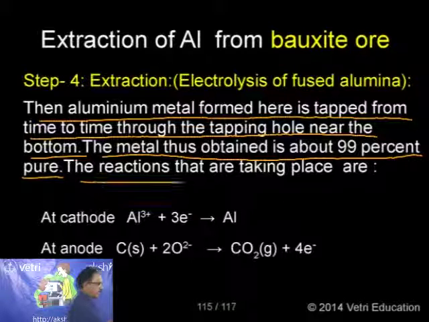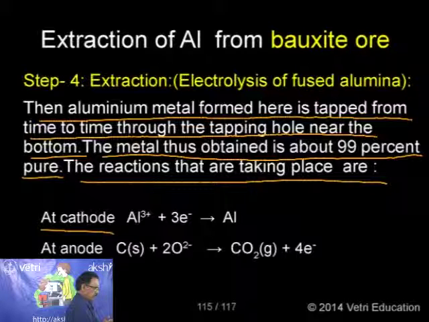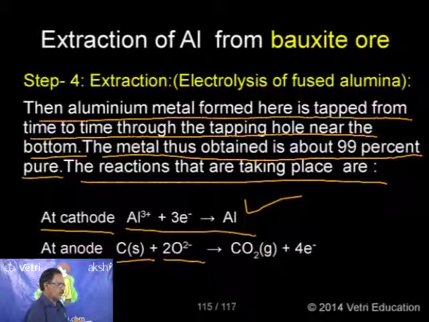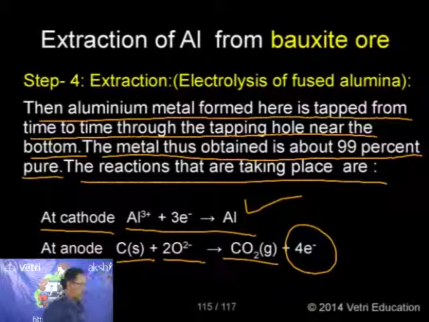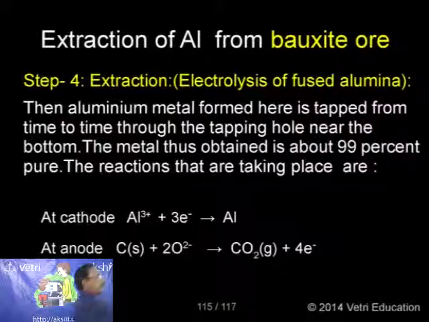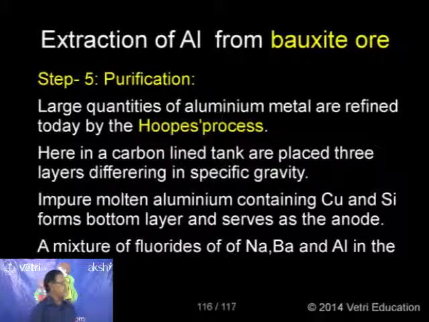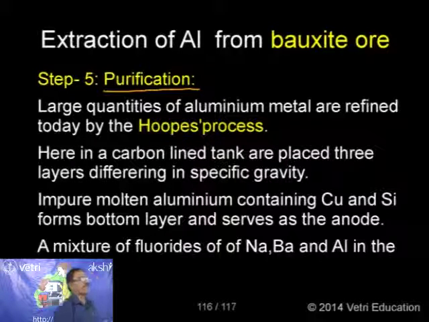The reactions taking place are, at the cathode, Al3+ accepting 3 electrons and converting into aluminum. At the anode, solid carbon combines with 2 oxide ions, O2-, to produce carbon dioxide, and 4 electrons are liberated. So we get this impure aluminum. The final step is purification, that is, obtaining pure aluminum from impure aluminum.